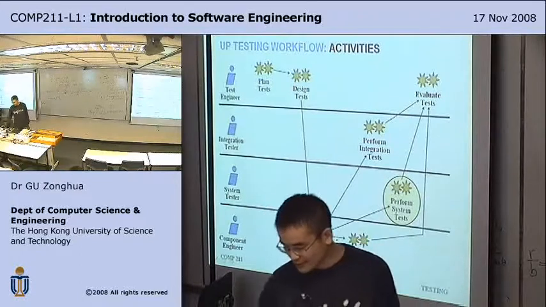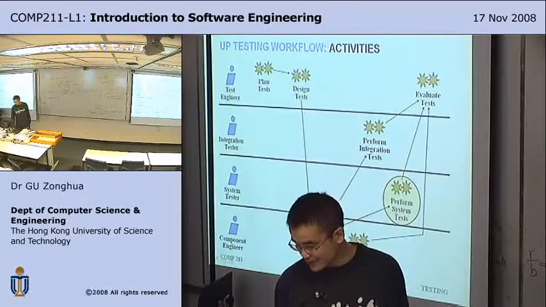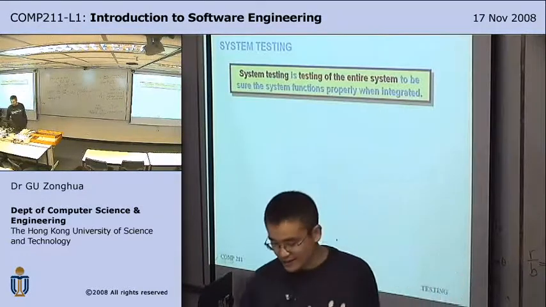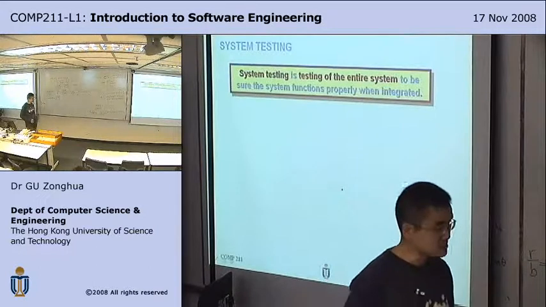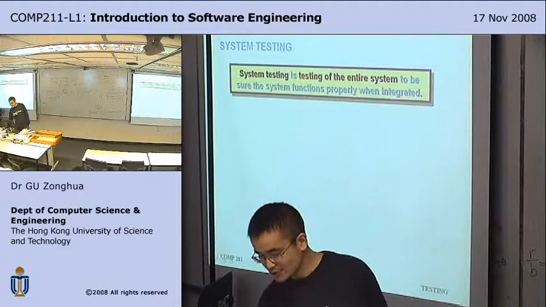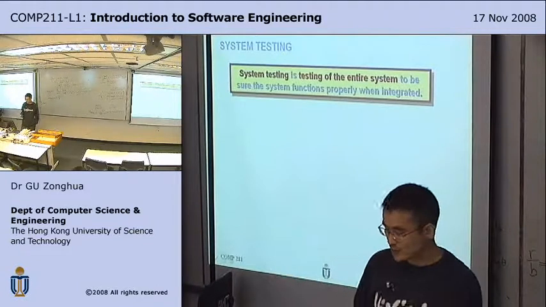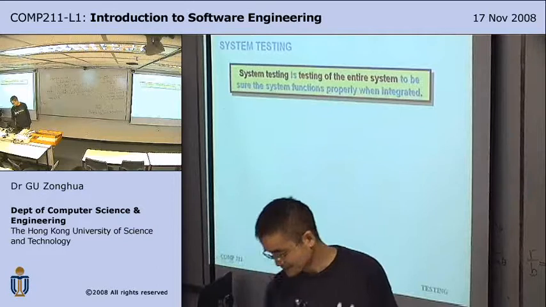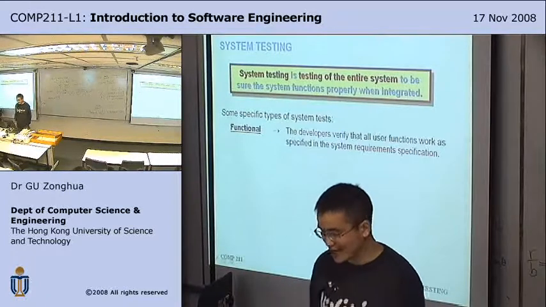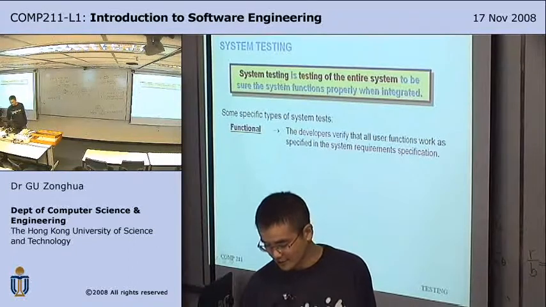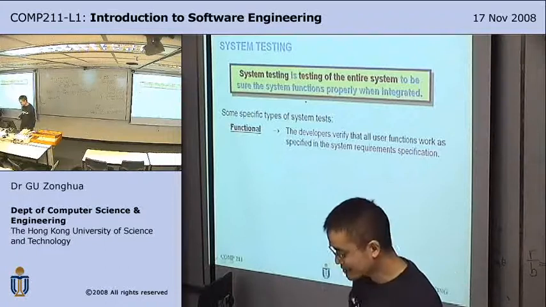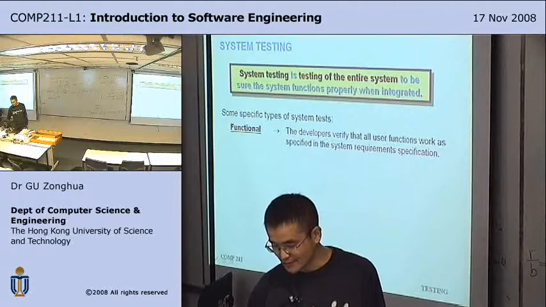So we discussed unit test and integration test. So now we discuss system testing. That is, the whole system has been implemented and it's done. Now you're testing the entire system to be sure that the system functions properly when integrated. So specific types of system tests. One is functional, that is, the developers verify that all user functions work as specified in the system requirement specification.